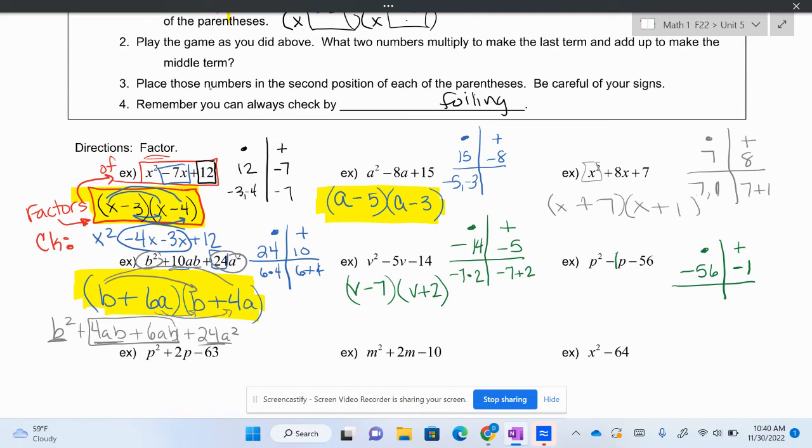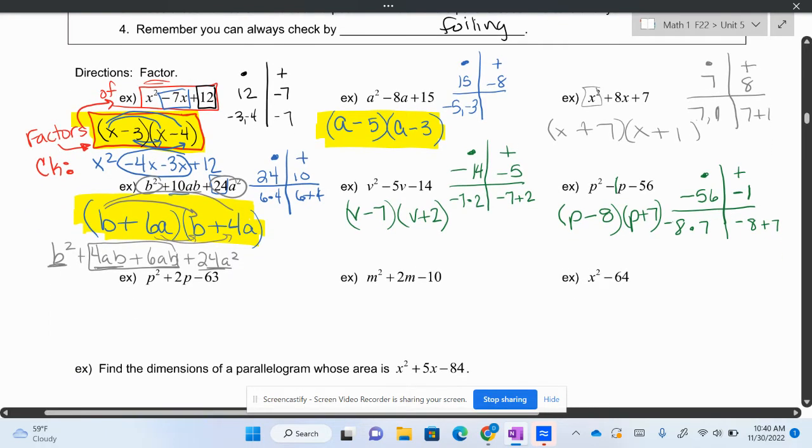So I need a negative 1. I know that 56 is the same thing as 8 times 7. When I add them together, I want a negative 1. So I need 8 to be negative. Negative 8 times 7 gives me negative 56. Negative 8 plus 7 gives me my negative 1. So my factors are P minus 8, because the 8 is negative, times the quantity P plus 7.